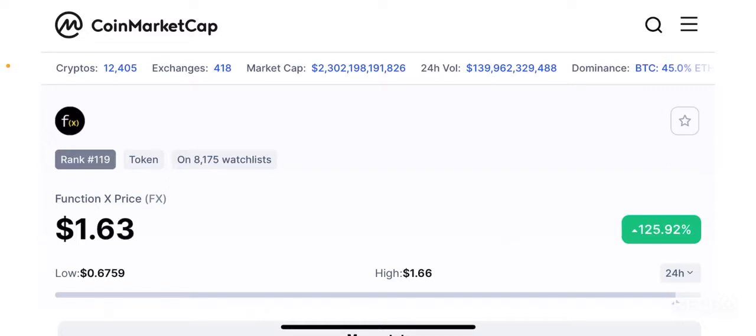In this episode, we're going to talk about one of the many tokens that are planning to be listed on Coinbase soon. And this token is called Function X or the FX token, right?